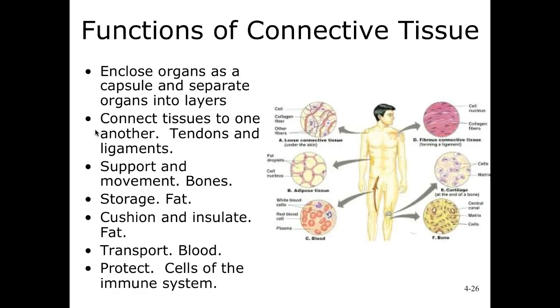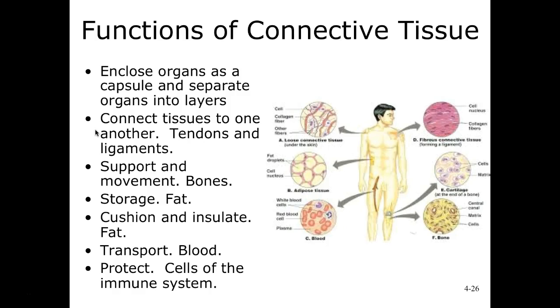They're also going to be a part of our tendons and ligaments. Remember that tendons are going to connect muscle to bone, and ligaments will connect bone to bone. And these layers of connective tissue can also help separate out arteries and veins and nerves throughout our body as well. We have a function as support and movement, so our bones would be a great example of that, along with our cartilage in there.